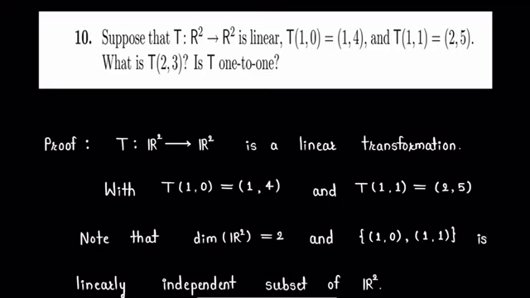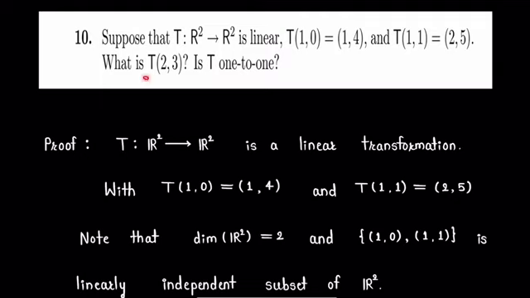In this video, we are going to solve this question from linear algebra. The question is: suppose that T from R2 to R2 is linear, with the image of vector (1, 0) under T being vector (1, 4) and the image of vector (1, 1) under T being vector (2, 5). Then what will be the image of the vector (2, 3) under T, and is T a 1-1 linear transformation? We will start our proof.